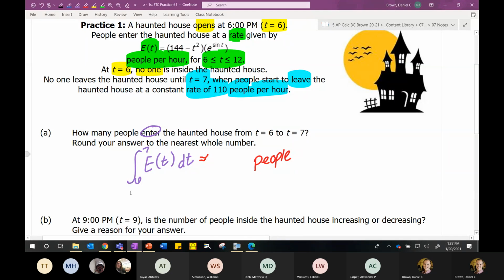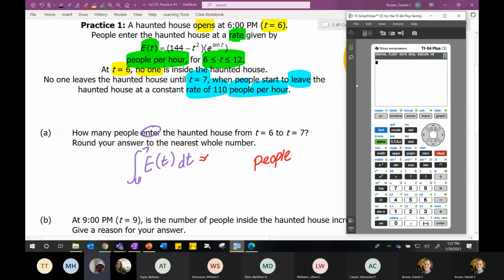Yeah, go ahead if you have a question. I just see a yellow hand. Yeah, I was just gonna say, let's just say at t equals 6, there was like a number. Would you add that to your integral?